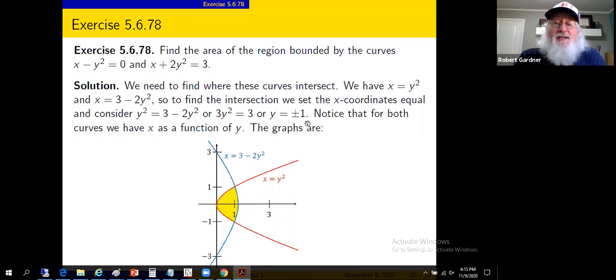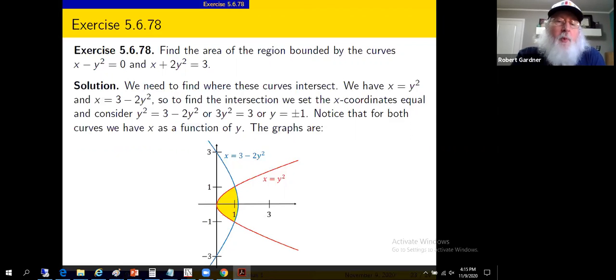You can plug those 1's and negative 1's back into either equation and you find that the corresponding x value is 1. So when x is 1, they both intersect, and they intersect at the y values of 1 up here and negative 1 down here. A little odd because we're going to have to think of x as a function of y to deal with this. So there's the region they want us to find in yellow.